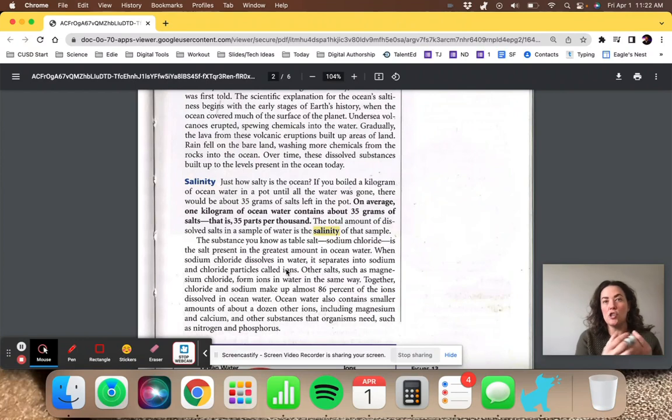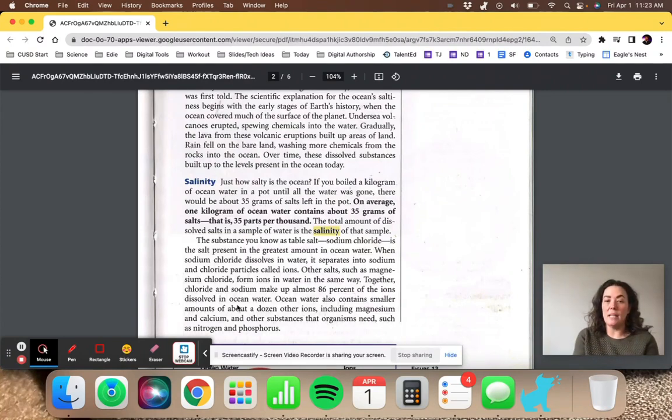And an ion means it has a charge. So the sodium would be a positive and the chlorine would be a negative charge. Other salts, such as magnesium chloride, form ions in the water in the same way. Together, chloride and sodium make up almost 86% of the ions dissolved in ocean water. So that table salt, that sodium chloride, those two elements together are about 86% of the salts in the water, is what we're saying.